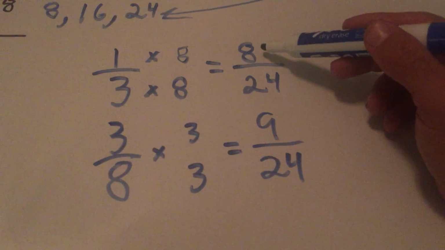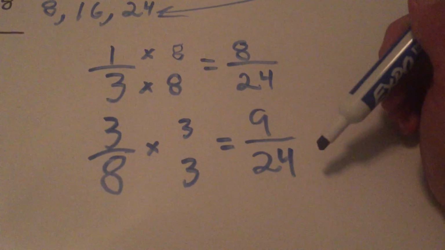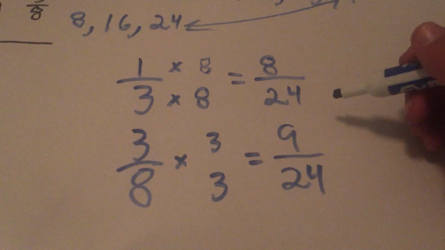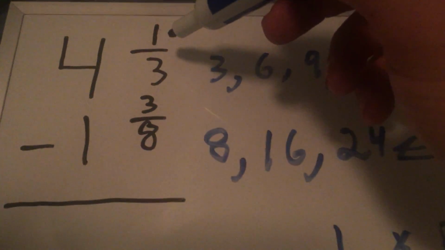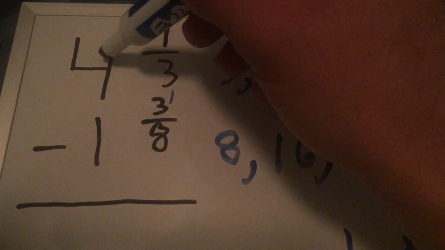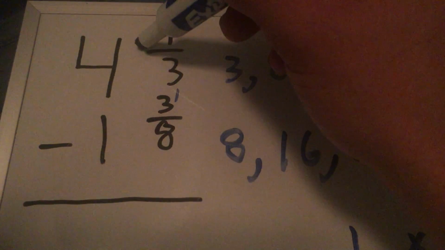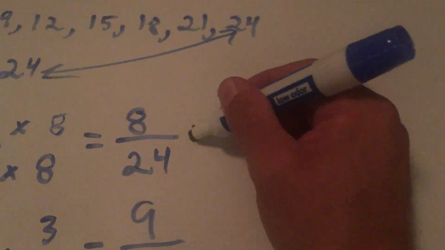We're going to subtract 8 from 9, but we can't do that because 8 is smaller than 9. So what we can do is let's go back to our original problem here. 1/3 is smaller than 3/8. So we can borrow from our 4 here. Let's borrow from there. Change that to a 3. We're going to take that 1, we're going to bring it down here, and we're going to add it to this fraction.